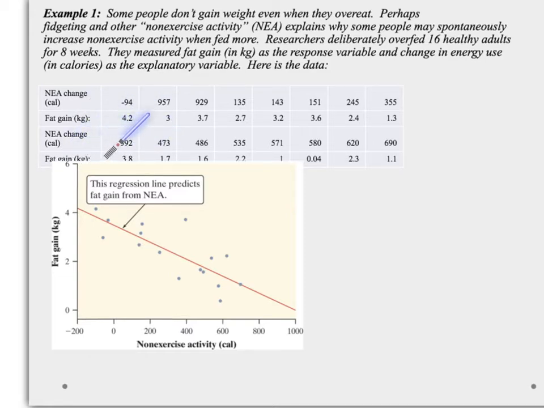The NEA changed. We can see the non-exercise activity calories being used and the fat being gained. And we're going to take all that and put it into this nice little line here.